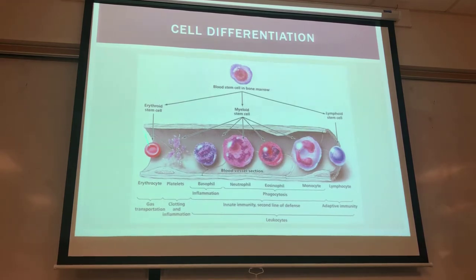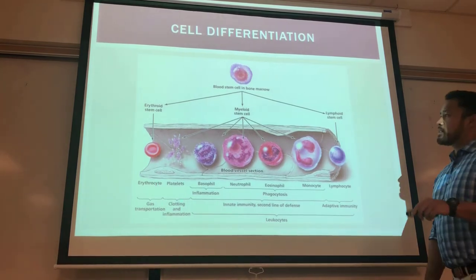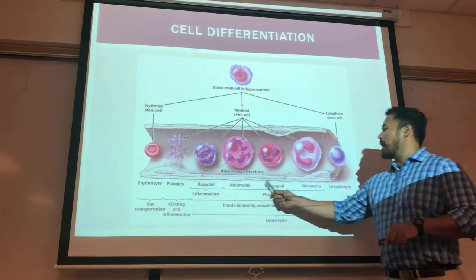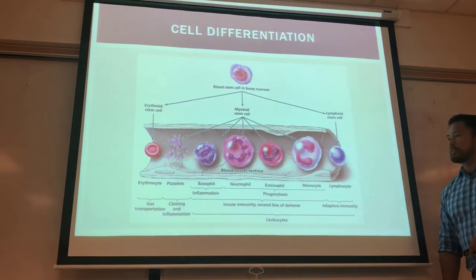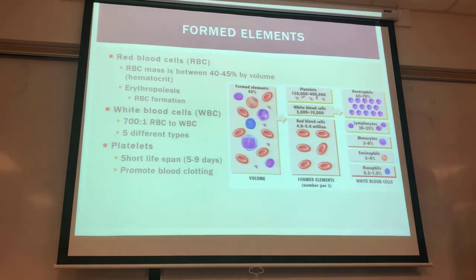We see our erythrocytes, which are going to be our red blood cells. You'll see our platelets, and then our five types of leukocytes, leukocytes being our white blood cells. If you were to take a look at the biggest chunk of all the formed elements, you would note that red blood cells dominate them all. So in terms of our red blood cells, we do have quite a lot of them.